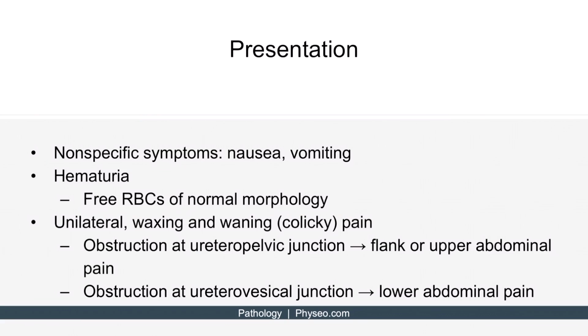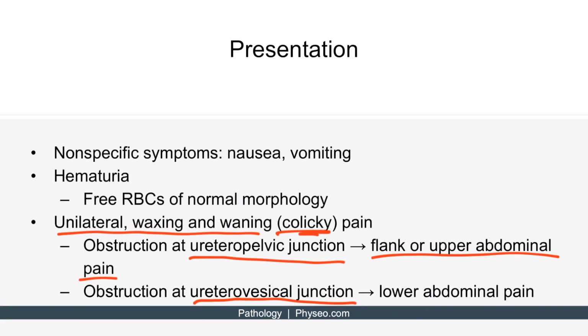Now, patients with nephrolithiasis also experience unilateral waxing and waning pain. This is often referred to as colicky pain. Now, the location of the pain differs depending on where the obstruction occurs. For example, if the obstruction is at the ureteropelvic junction, the patient's pain will be in the flank or upper abdominal region. If the obstruction is at the ureterovesical junction, so where the ureter meets the bladder, then the patient's pain will be in the lower abdominal region.